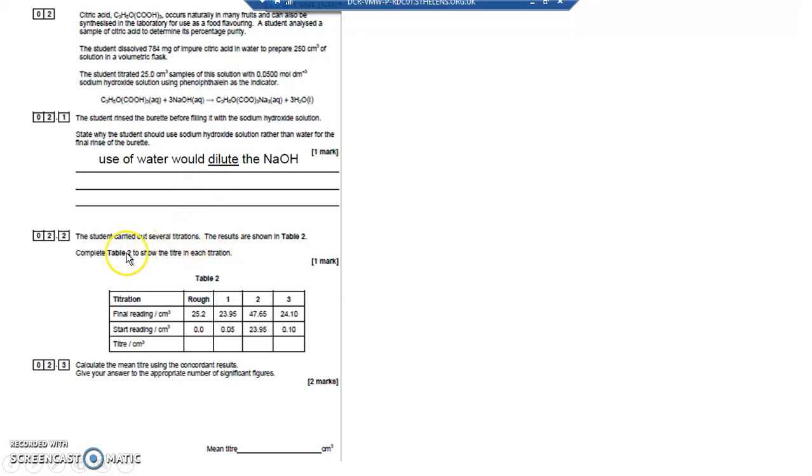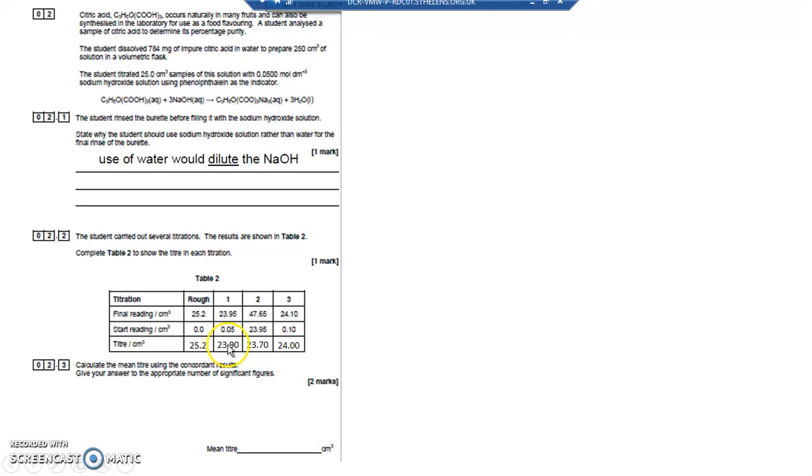The student carried out several titrations, complete it. So what you do is you take the final, take away the start, and you put them underneath. And you make sure they're all to 4 significant figures. All of these look as if they're to 4 significant figures. The first one is rough, so that needn't be. The others look as if they're to 4 significant figures. I'm going to put them to 4 significant figures: 24.00, 23.70, 23.90, and 25.2 is just my rough one.